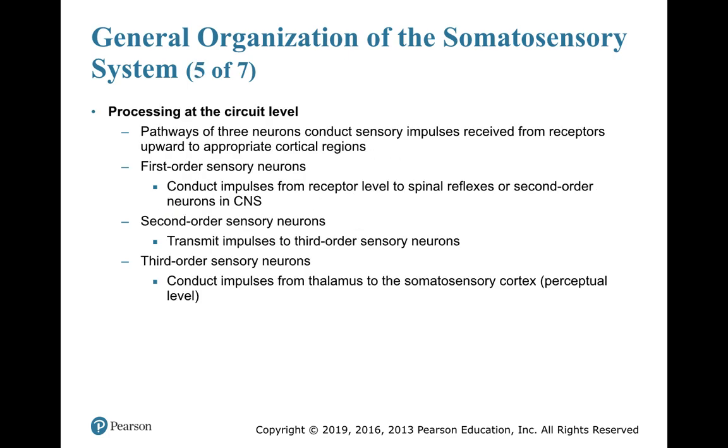At the circuit level, there are pathways of 3 neurons that conduct sensory impulses received from receptors upward to the cortical regions. So those would be the first order, second order, and third order neurons. First order neurons conduct impulses from the receptor level to the spinal reflexes or to second order neurons in the central nervous system. Second order neurons transmit the impulses to third order sensory neurons. And those third order sensory neurons conduct the impulses from the thalamus to the somatosensory cortex, where we would have the perception of the sensation.